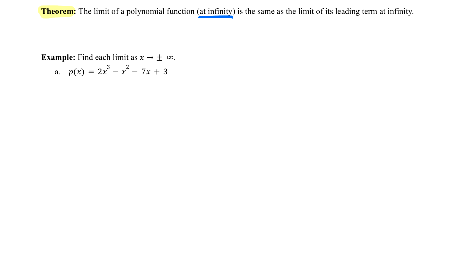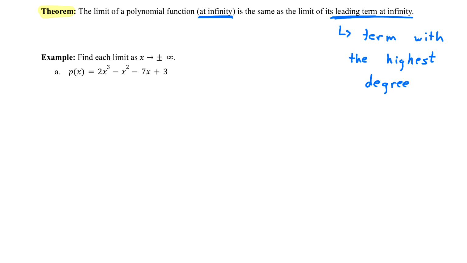So we can find the limit of a polynomial function at infinity. It is the same as the limit of its leading term at infinity. Be careful here. The leading term is not necessarily the first term. The leading term is the term with the highest degree. And the highest degree really means the highest power of our variable.